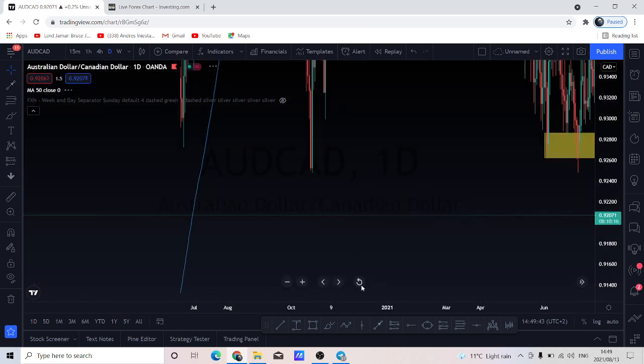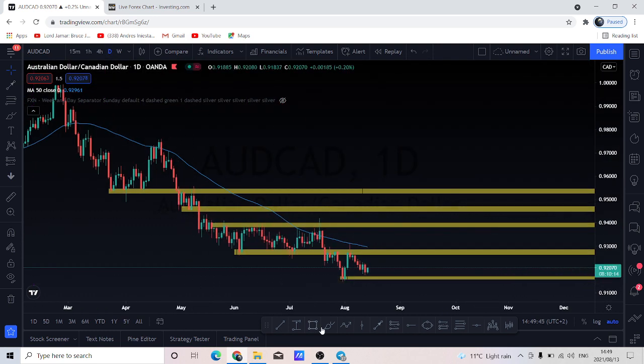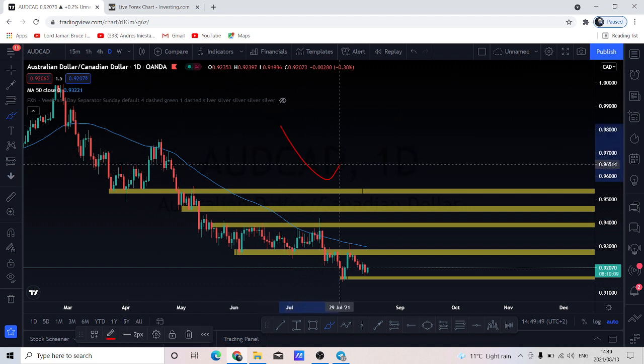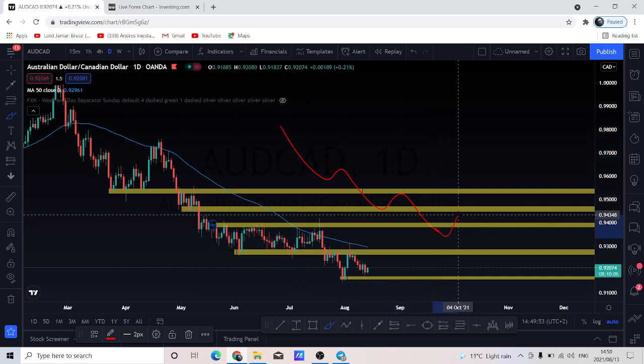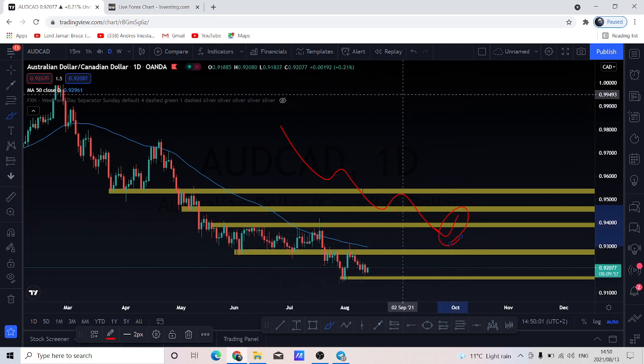Okay, let's go back again. As we all see, the market is moving to the downside. If it's down like this, we need to see a pullback, but we only look at this pullback here on the H1, not on the daily.